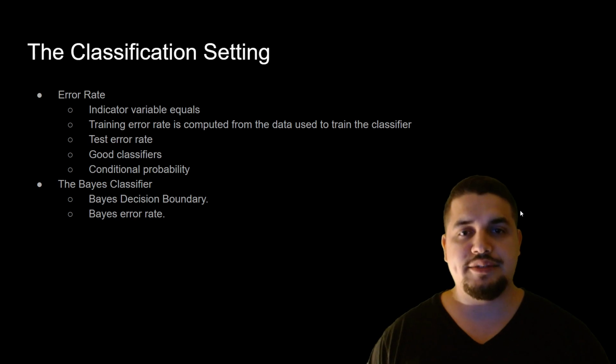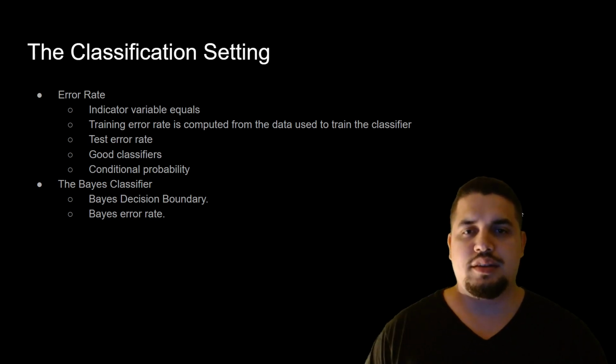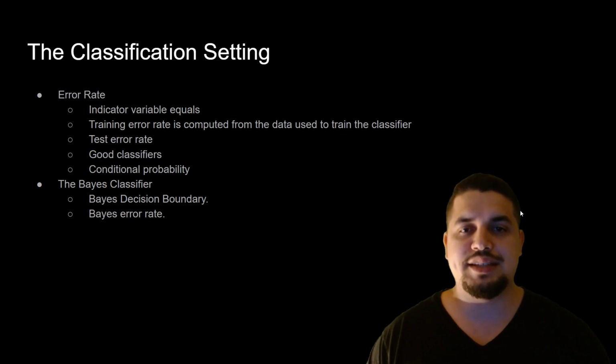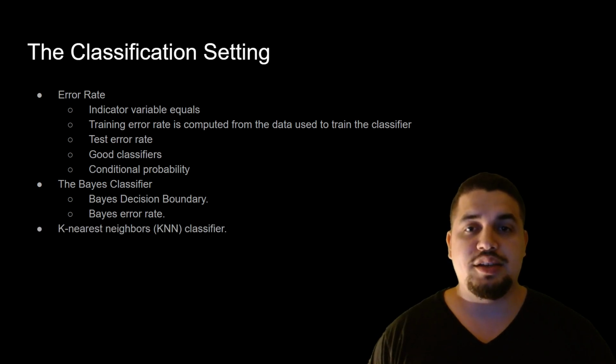The Bayes classifier serves as the ideal standard to compare other methods because it achieves the lowest possible test error rate, known as the Bayes error rate. This is considered the irreducible error, which means it's the best performance any classifier can achieve given the data. One example of a method that uses this approach is the k-nearest neighbors classifier.